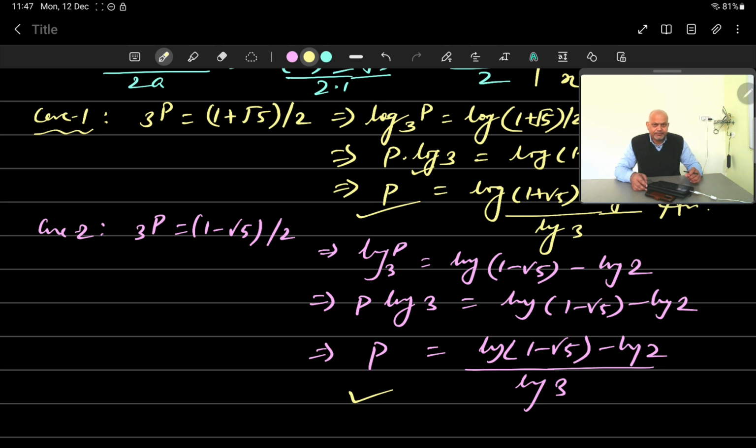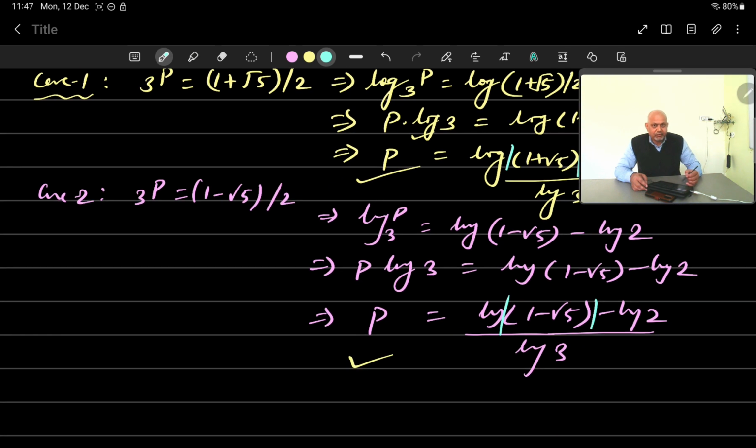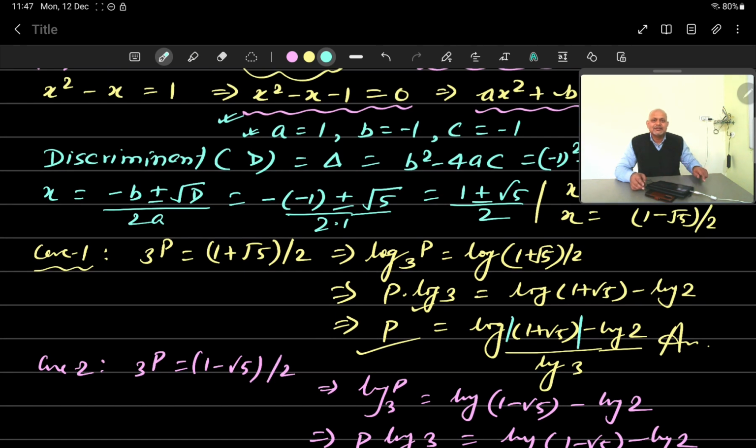But at the same time, we can say that this is 1 minus root 5. You have to use a modulus sign in this term because log is not defined for a negative number. This term will be negative because root 5 is greater than 1, so you have to take the modulus sign in this equation. So my dear friends, these are the two solutions for this equation.